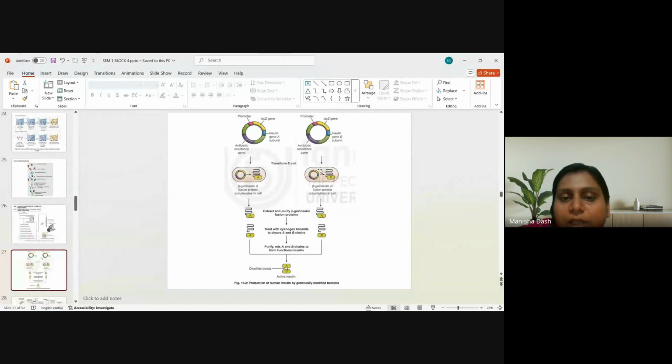How is human insulin prepared? Actually, insulin is a hormone that is produced by the beta cells of the pancreas, the pancreatic beta cells. Bacteria do not have the insulin gene, so what we have to do is transfer the human insulin gene into the bacterial cell. And moreover, you need a vector.